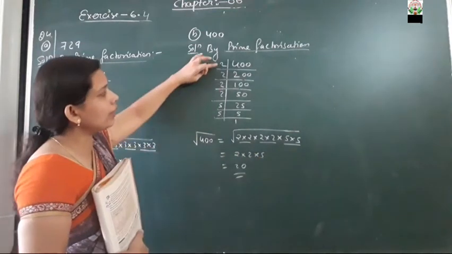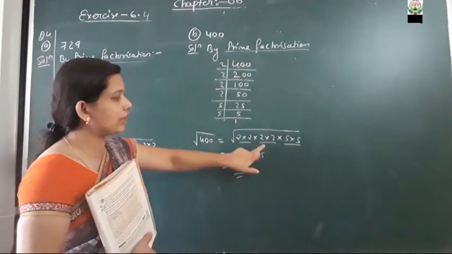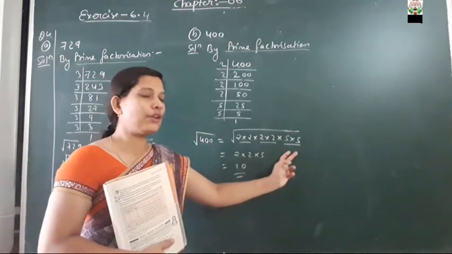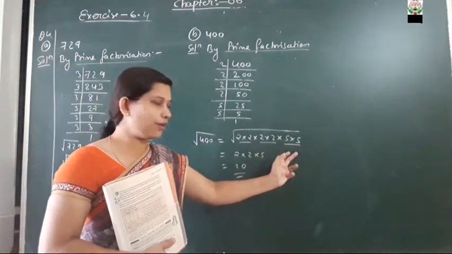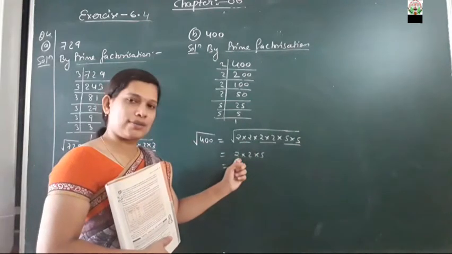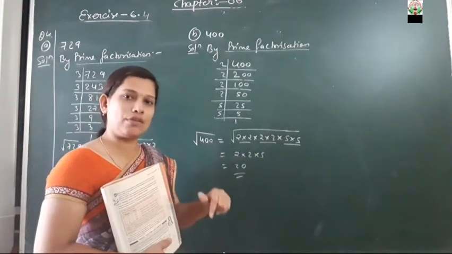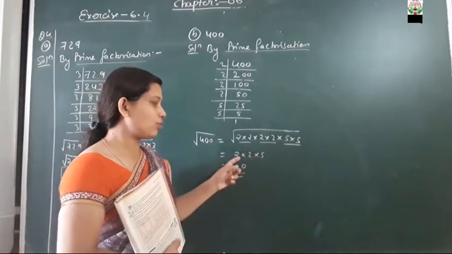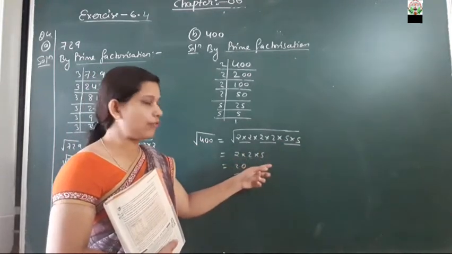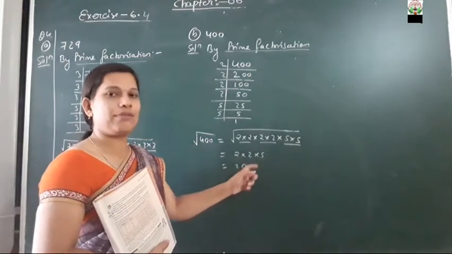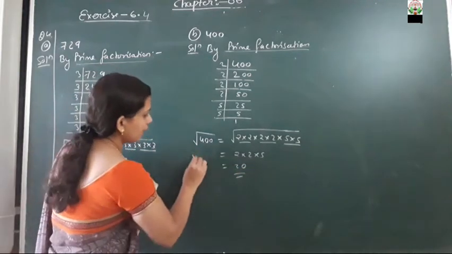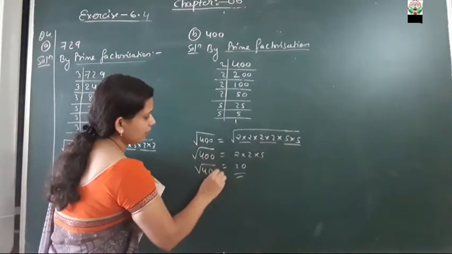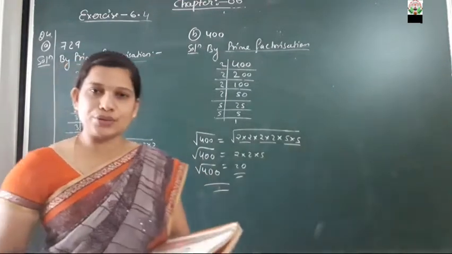So how many 2s are there? 1, 2, 3, 4. Four 2s are there, and there are two 5s. So we make pairs of the same digit, taking one number from each pair outside. So here 2, from here 2, and again 5. So 2 into 2 is 4, and 4 into 5 will be 20. Therefore we can say that the square root of 400 is 20. So this is the required answer for question number 4.